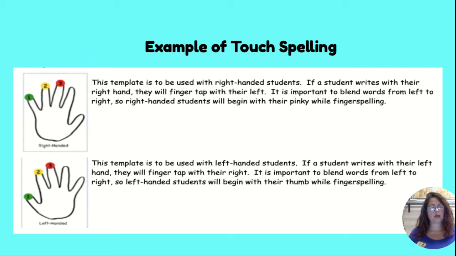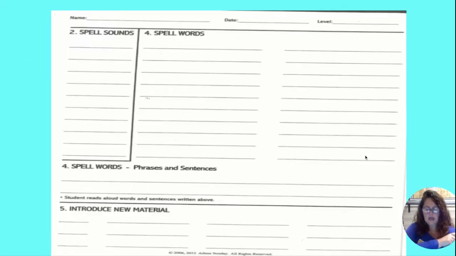Okay, we're going to review touch spelling. If you're right-handed, remember you'll start with your pinky and tap each sound. If you're left-handed, you'll start with your thumb and tap each sound. Okay, this is in the spell word section right here. Okay, I'm going to say a word. You'll repeat it. You will touch spell it, and then you will write it. Okay? So you're probably going to need to pause after each word to give yourself time to write.